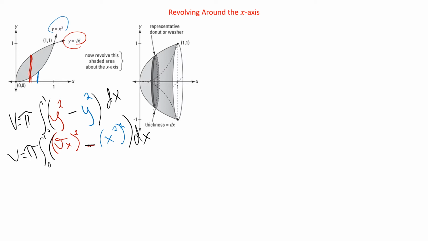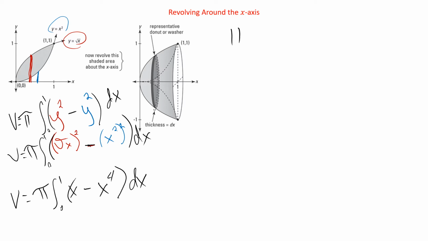So we can simplify these. We'll have the volume equals pi times the antiderivative from 0 to 1. Square root of x squared is just x, minus x to the fourth. Not because 2 squared is 4, but when we have a power, we multiply 2 times 2 equals 4. dx. Now we're ready to find the antiderivatives.